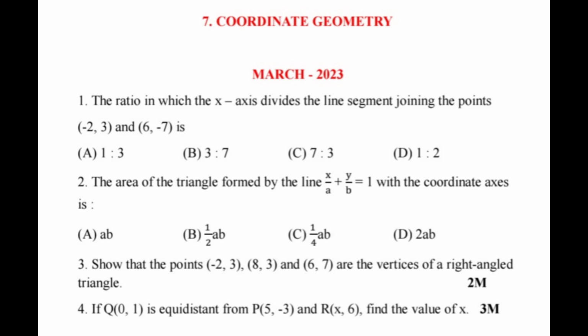And the fourth one, a 3 marks question. Point Q is given, P and R points are also given. Find the value of x, with the condition that Q is equidistant from points P and R. Take PQ equal to QR and square on both sides. I already explained this question in the video; once again you can go through that. With the help of that question you can find the value of x.